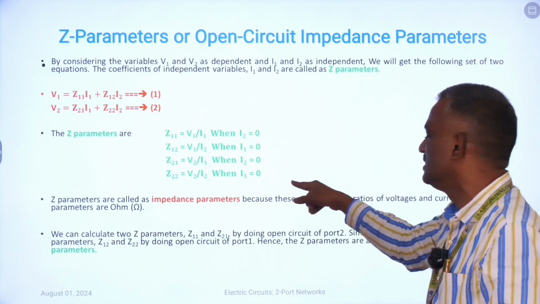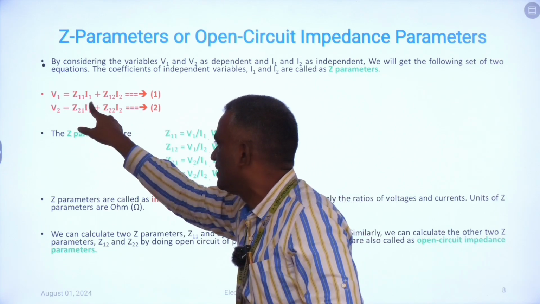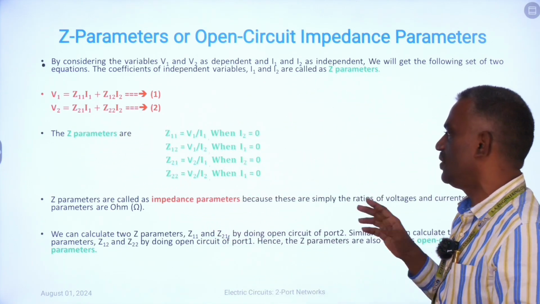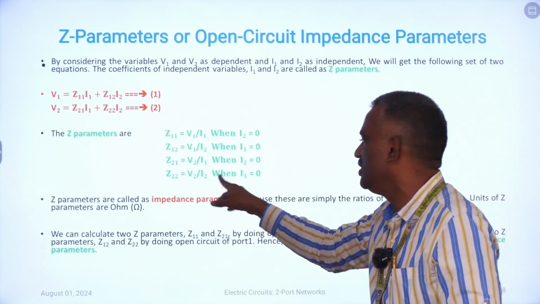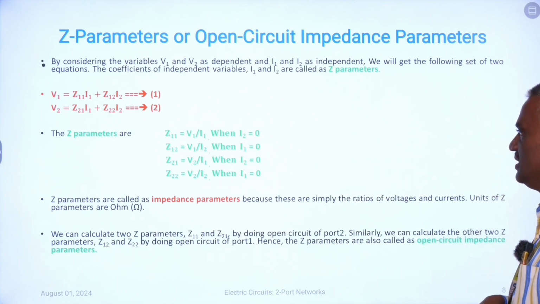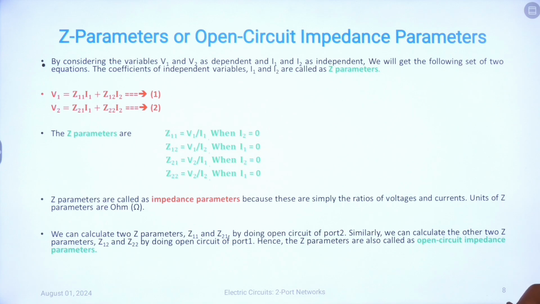Finally, I'm making my I1 as 0. As a result, this term will vanish and this will exist. So V2 is equal to Z22 I2. What is the parameter Z22 value? It is V2 by I2. So these are all the 4 parameters, the coefficients of independent variables I1 and I2.